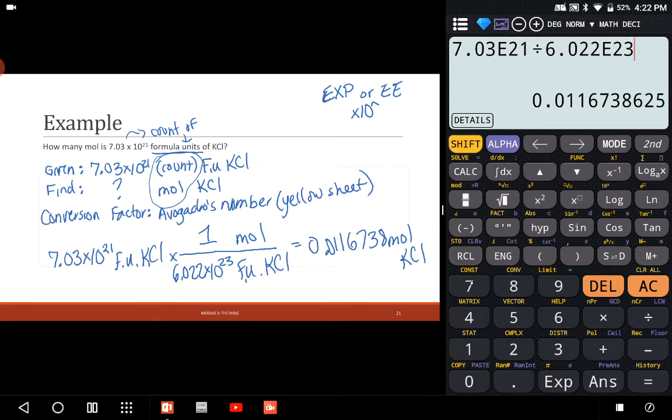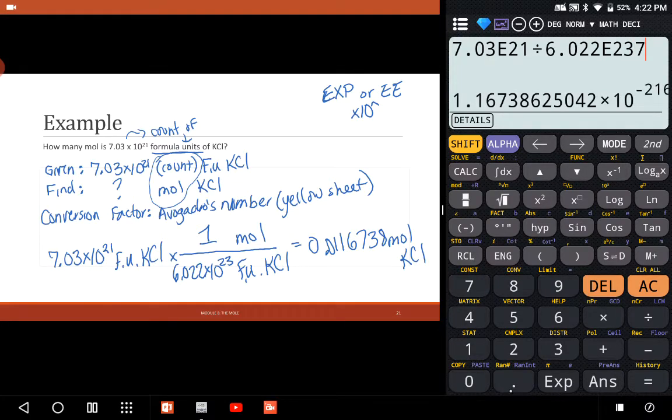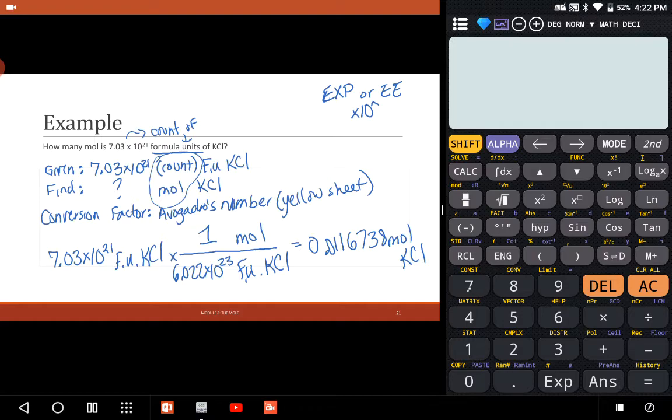So I can type that in a different way too. I can type that in as, I'll hit clear, 7.03.